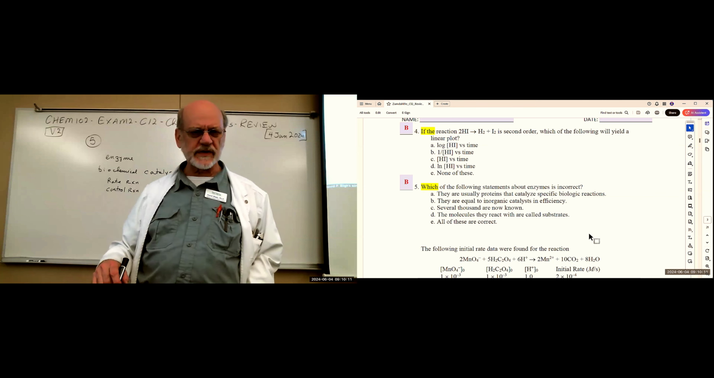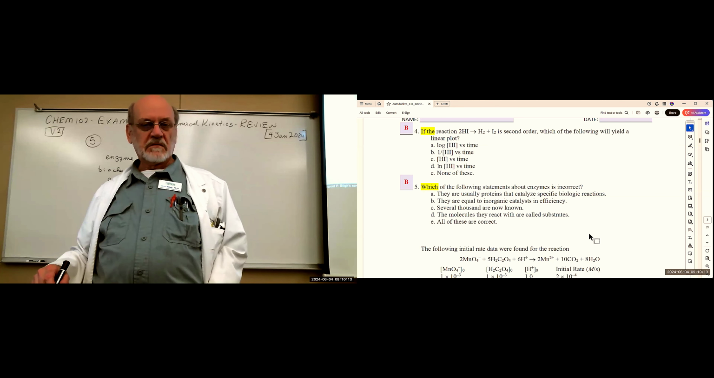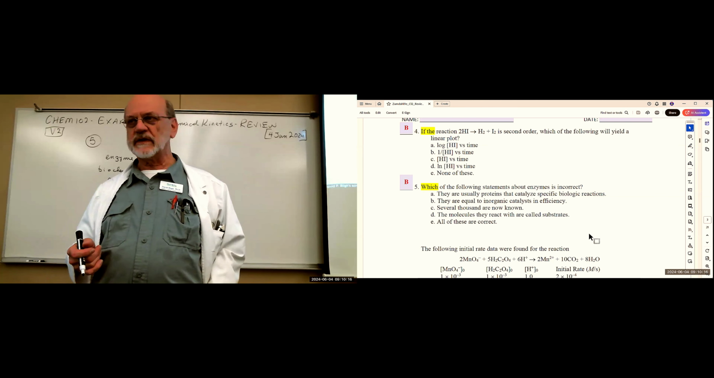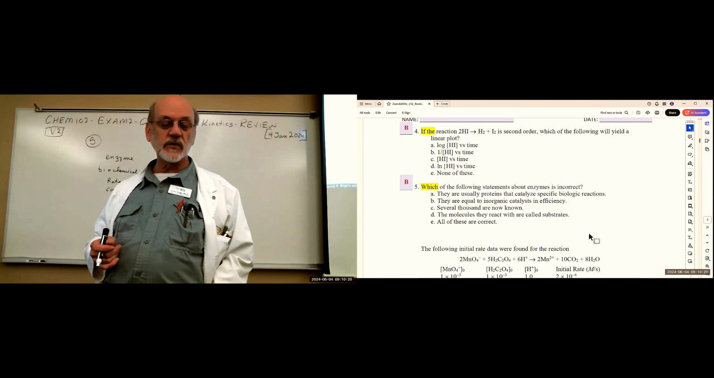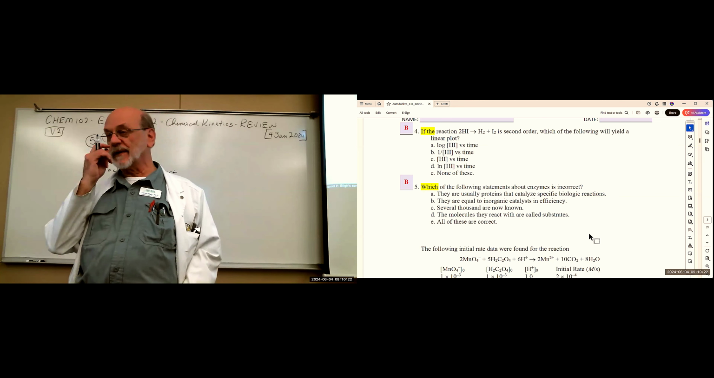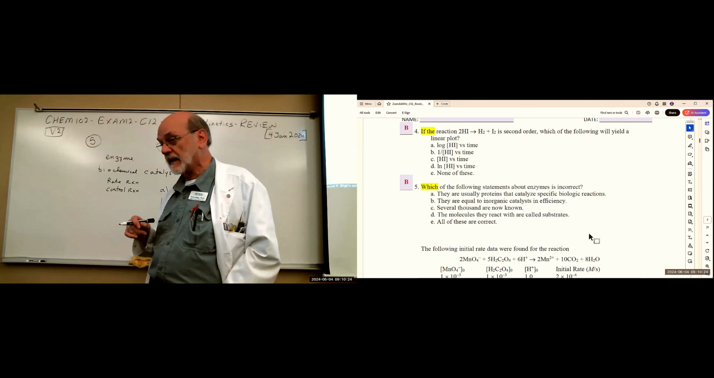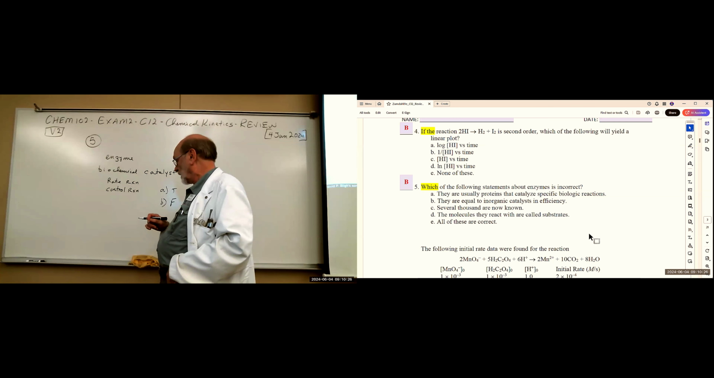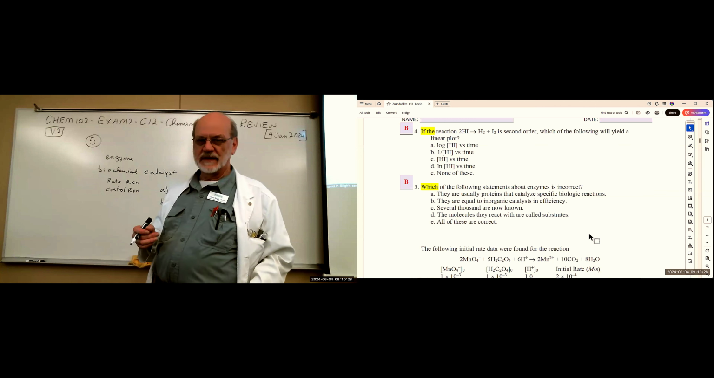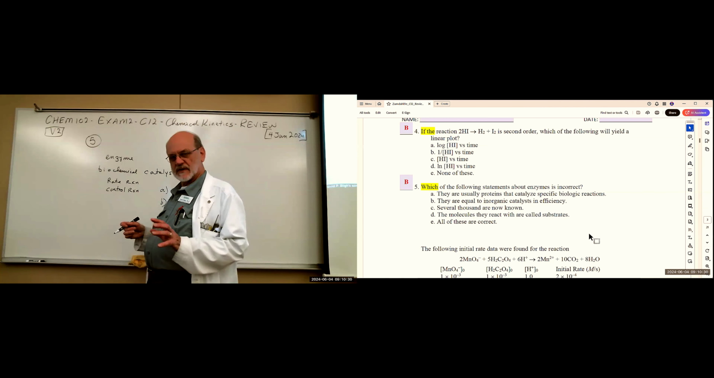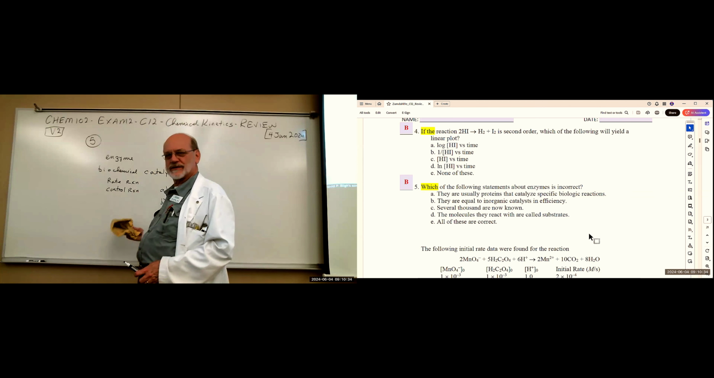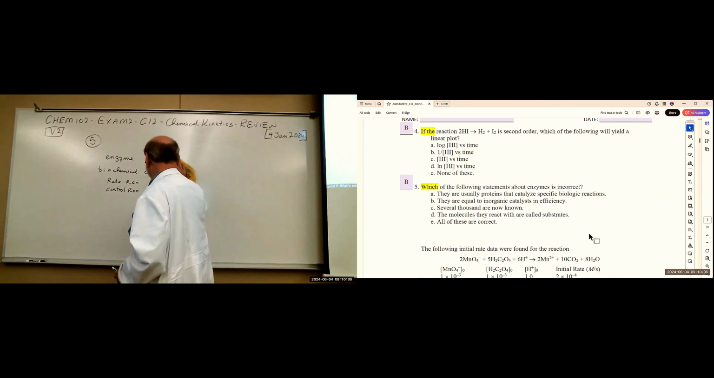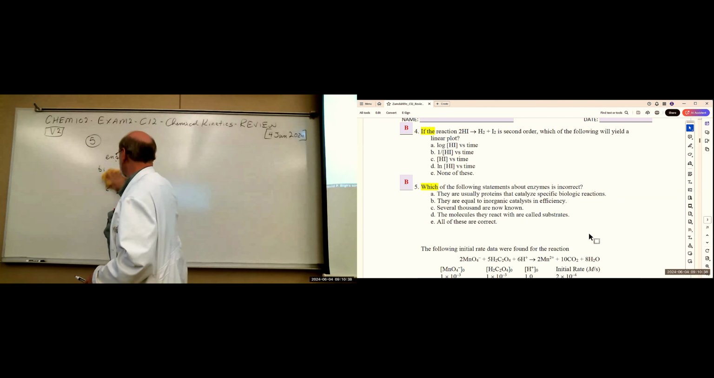The others should be true. Several thousand are now known. Yeah, at the time this question was written, that's true. Probably more than that by now. Molecules they react with are called substrates. That's also true. Yeah, substrates. We would call them reactants. The biochemists decided that we need a different name, so they call them substrates. So B's the only one that's wrong.